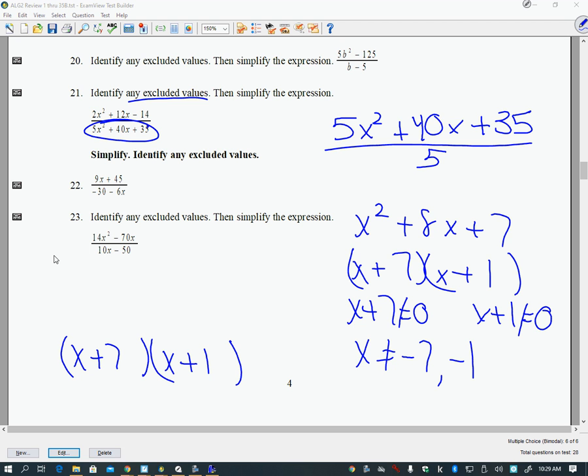How did you get the 7? X plus 7 equals 0. Subtract 7. Okay. Same thing over here. X plus 1 equals 0. Subtract 1 equals -1. All right.